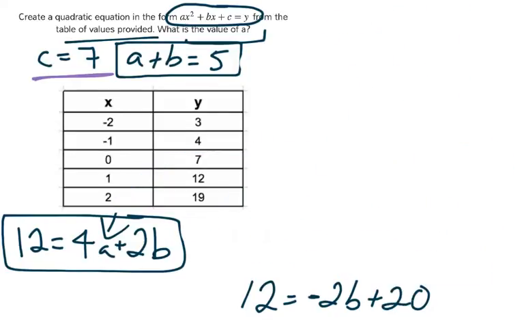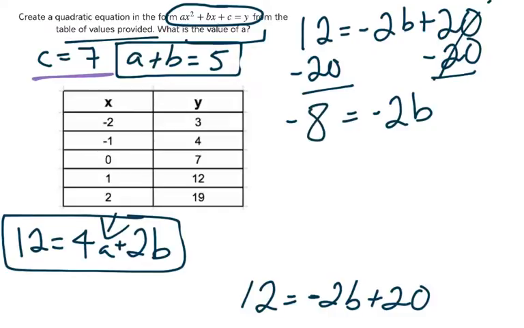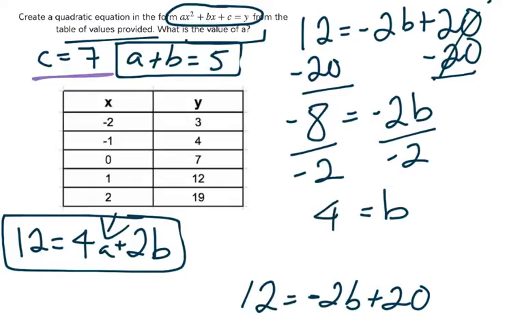Almost done. I'm going to take it from the top up here. 12 equals negative 2b plus 20. Last step, subtract 20 from both sides. These cancel. So I actually just end up with negative 2b on the right side of the equation and negative 8. 12 minus 20 is negative 8 on the left side. I'm going to divide by negative 2 now, both sides. And you get one of your answers. b equals negative 8 divided by negative 2 gives you a positive 4.